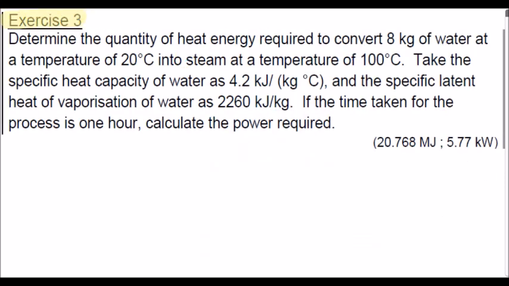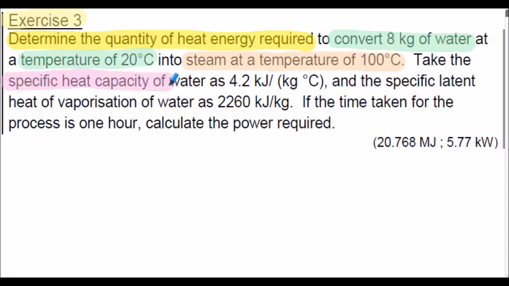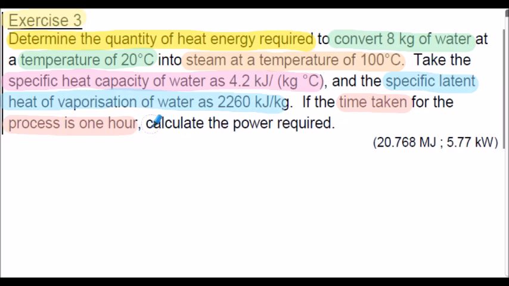Exercise 3, we're asked to determine the quantity of heat energy required to convert 8 kilograms of water at 20 degrees C. We're given the specific heat capacity for water. We're given the specific latent heat of vaporization for water. We're also given the time taken for the process is 1 hour. So we have to calculate the power required. The answers are shown in the bracket. Again, this exercise is based very much on example 1. So I'd encourage you to stop the presentation and attempt exercise 3 using example 1 as a template.